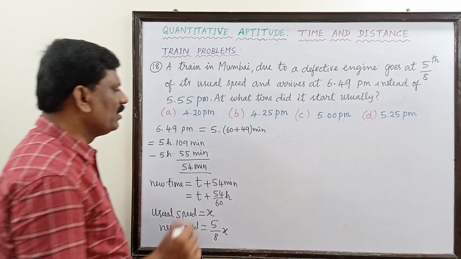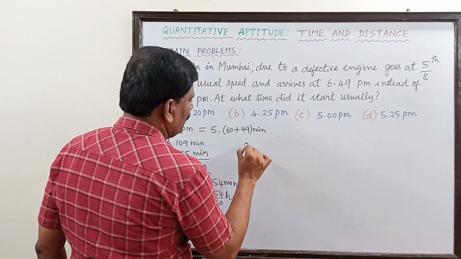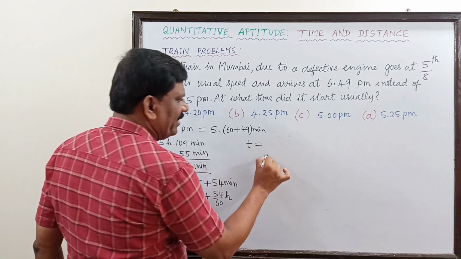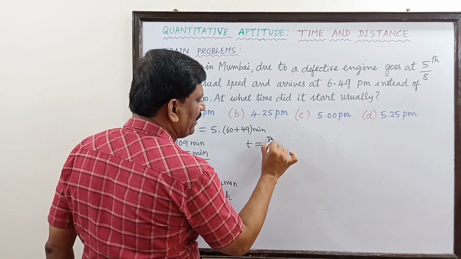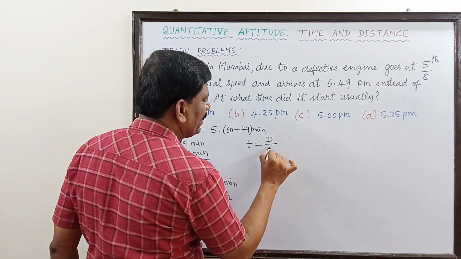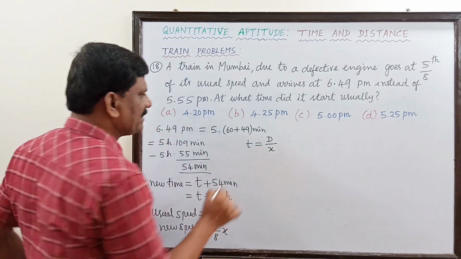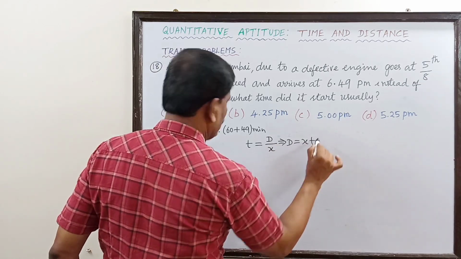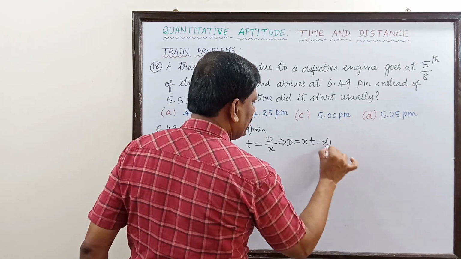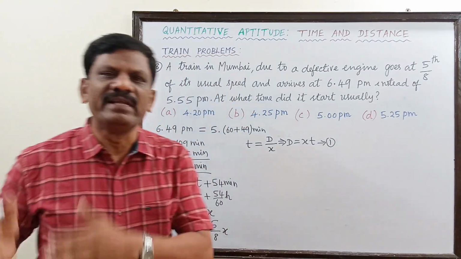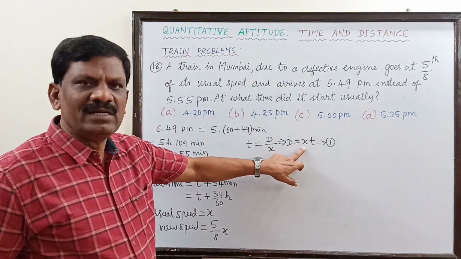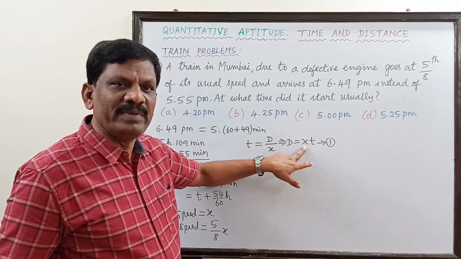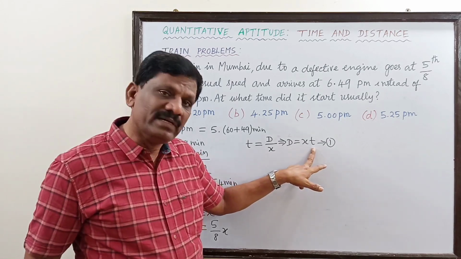Now I will write two equations. The first equation: let the distance traveled be d, divided by the speed x gives time t. So d is equal to x into t. This is our first equation. When the train is traveling at the usual speed x, the distance traveled is the product of the usual speed x and the usual time t.